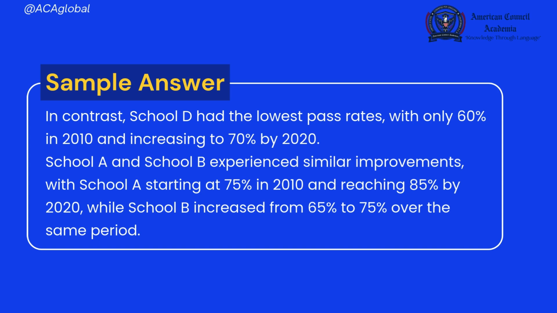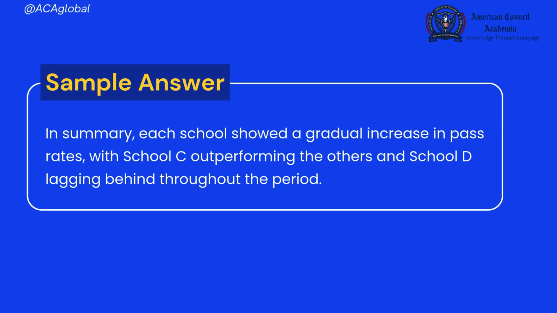School A and School B experienced similar improvements, with School A starting at 75% in 2010 and reaching 85% by 2020, while School B increased from 65% to 75% over the same period. In summary, each school showed a gradual increase in pass rates, with School C outperforming the others and School D lagging behind throughout the period.